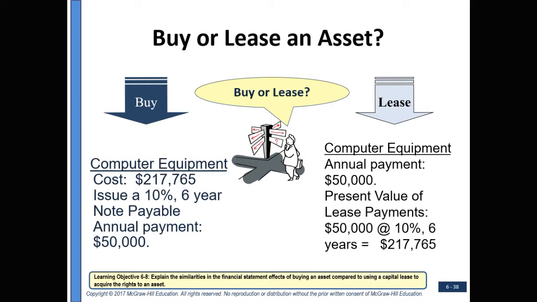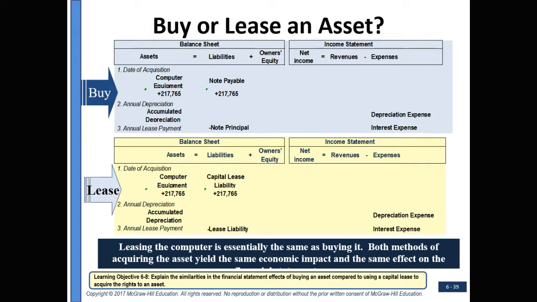Let's move forward in this consideration. If purchased, the computer equipment is reported on the balance sheet as an asset and a notes payable at a value of $217,765. You have annual depreciation that would be recorded in the accumulated depreciation account. The annual note payment will decrease the balance in the notes payable. Depreciation expense and interest expense as incurred will be reported on the income statement.